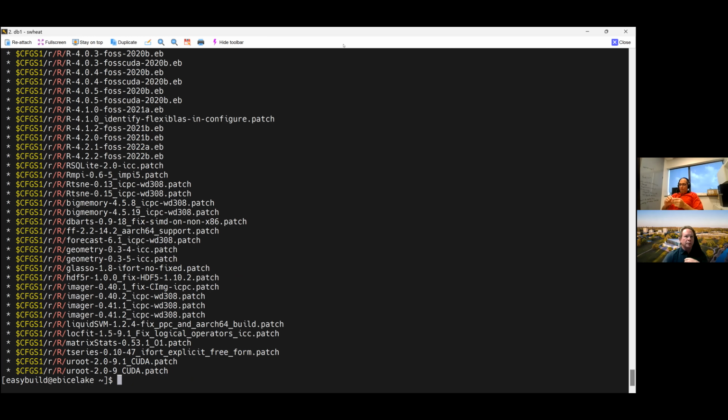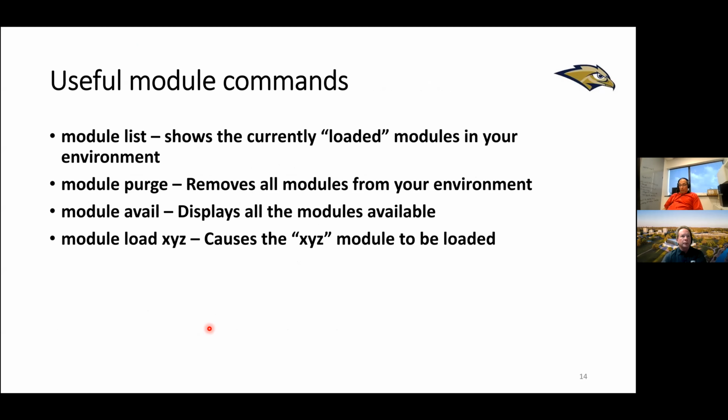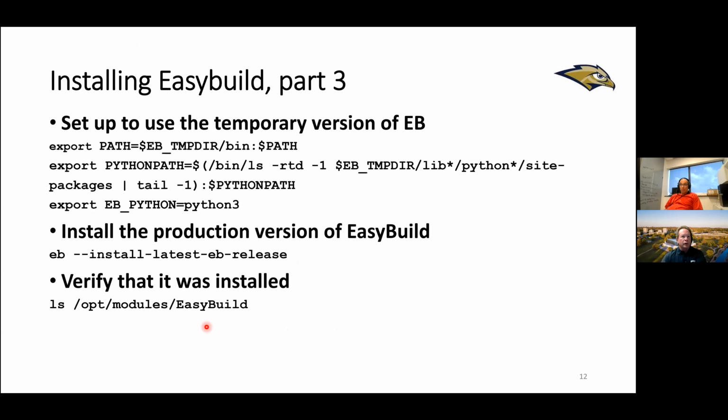If you want to install the latest version of easy build, just log in as easy build, load up the module easy build, and tell it to install the latest easy build release. If you already have the latest release, it won't do anything. If there's a new one, off it goes. That release now becomes the default version. You would log out, log back in, load up easy build, and do your easy build -S to see what version. Oh, someone has done a newer version of R, for example.